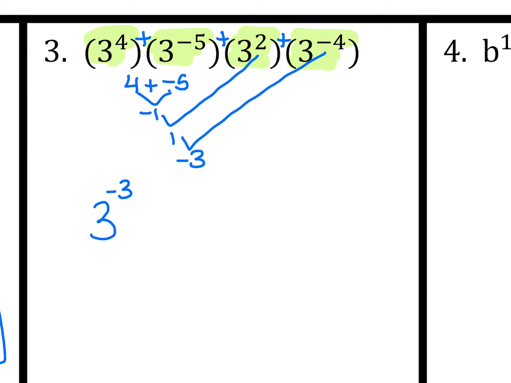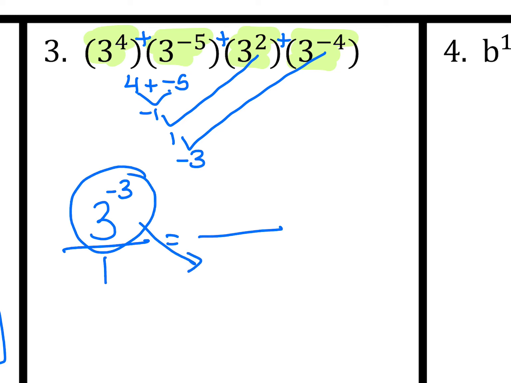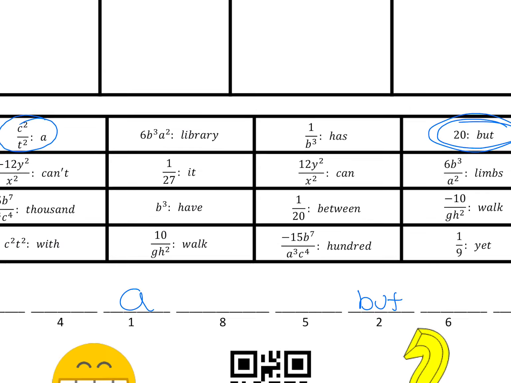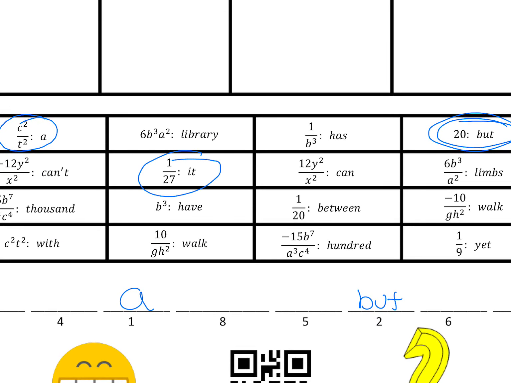We have a negative exponent, so we need to get rid of it. It's currently in the top. To turn this negative exponent positive, it's got to go to the bottom. And when there's nothing left on top, it's a 1. We can simplify this further by saying 1 over 3 times 3 is 9 times 3 is 27. So our most simplified answer here is 1 over 27, which is it. So under 3, we're going to put it.